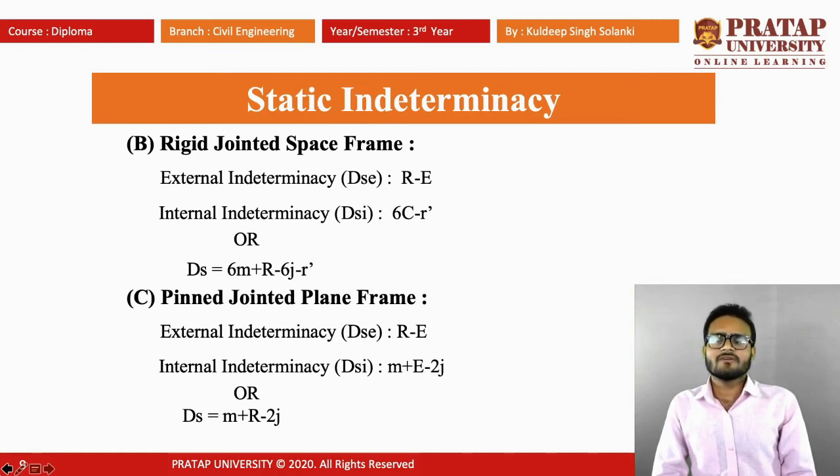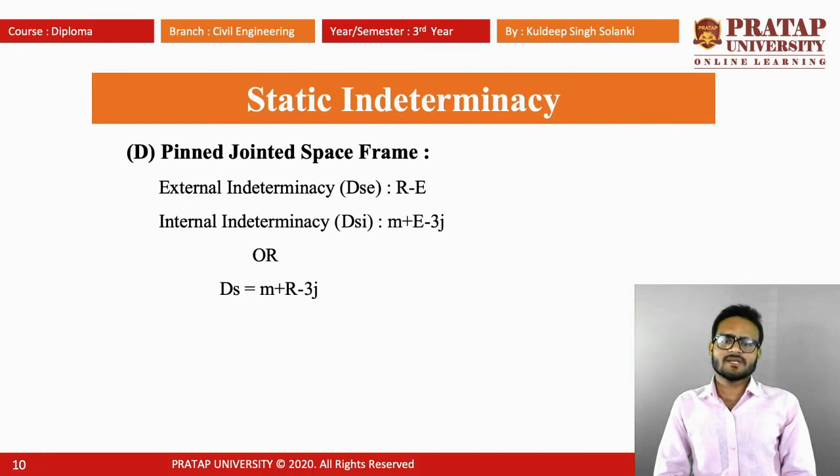Okay, pin joint plane frame. For a pin joint plane frame, external indeterminacy DSE is equal to R minus E, and internal indeterminacy DSI is equal to M plus E minus 2J, or we directly calculate by this formula: DS is equal to M plus R minus 2J. Okay, this is the formula.